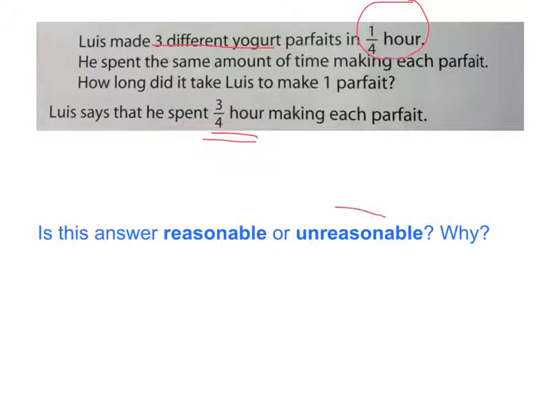No. So again, in Luis's head, it should have been, alarms, right? It makes no sense. Okay? Good.